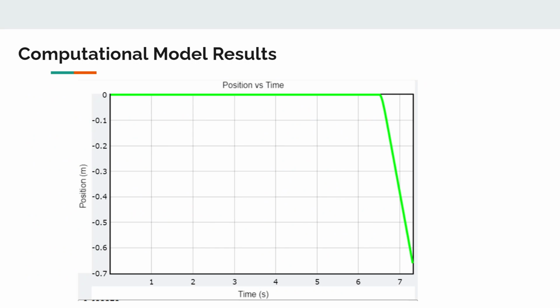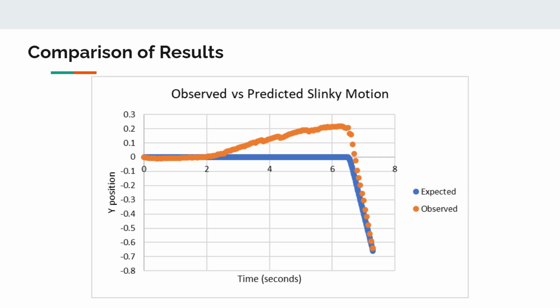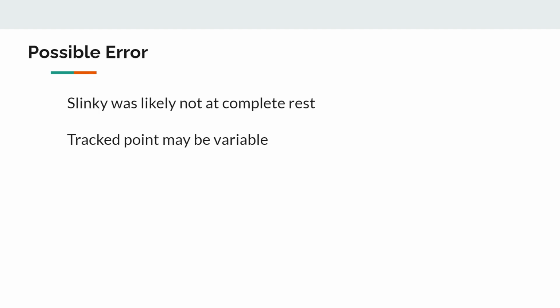When we run that, we get this graph, meaning that the bottom of the slinky does not move until the top of it reaches it, and then it falls together after that time. When we graph the two, we get this graph, where our observed is similar to our expected, especially after the top of the slinky hits the bottom, where they both start to decrease, and you can see the slope there is pretty similar. But we have this upward motion of the observed, which is kind of strange.